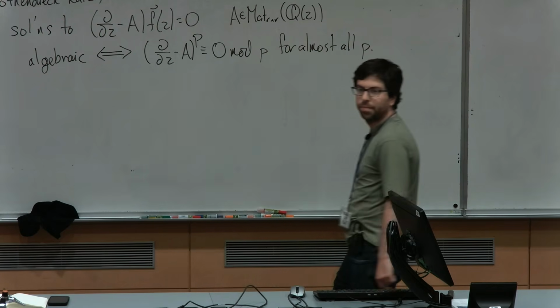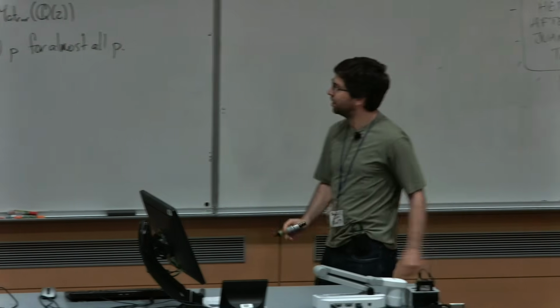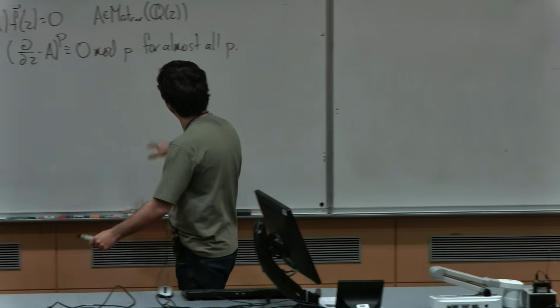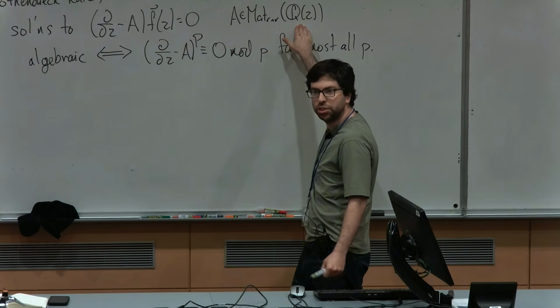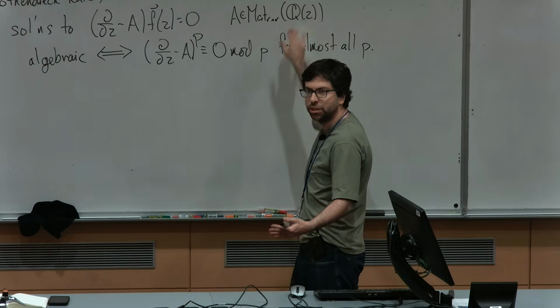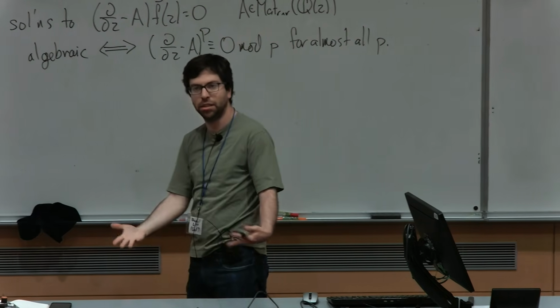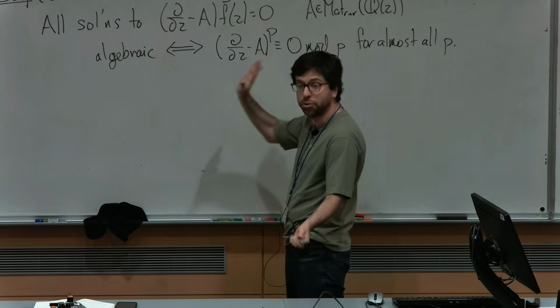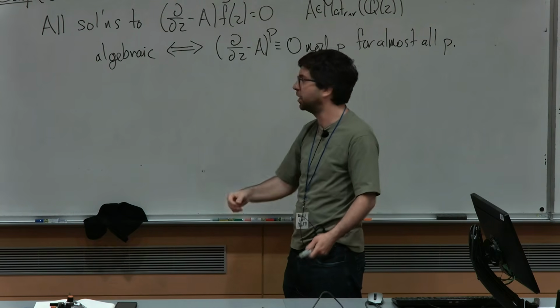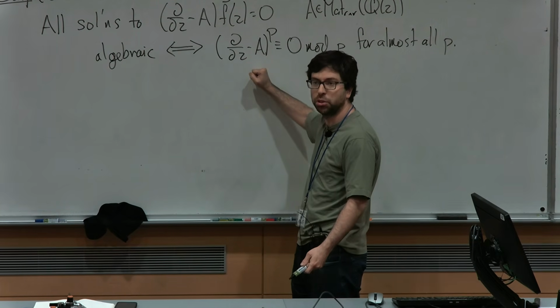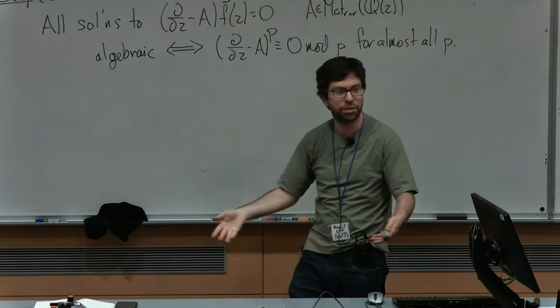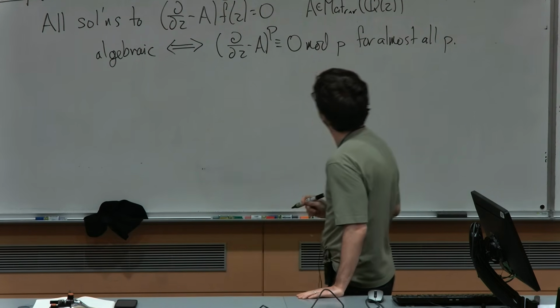Okay, so this is some weird arithmetic condition. Maybe let's just try to unpack it a little bit. So A is a matrix of rational functions which have finitely many coefficients, and in those coefficients only finitely many denominators appear. So for almost all primes, so all the primes which don't appear as denominators, it makes sense to reduce this expression mod p and evaluate on polynomials and see if it's identically zero.